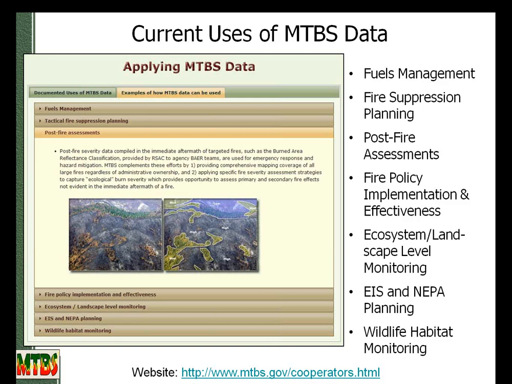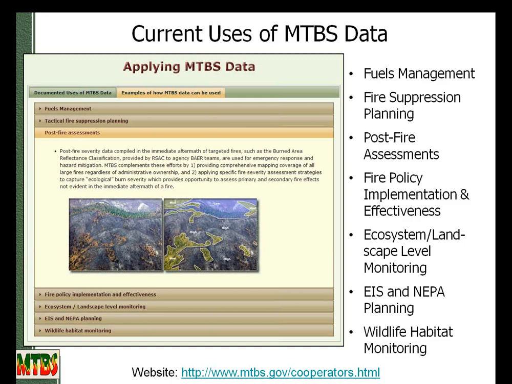And then people are using it for fire suppression planning, and that sort of goes with us with the pre-fire planning. A lot of people look at the severity data and say, hey, if this fire is going north and you have a big area of high severity north, there's no need to put in line. Let's just let that fire burn into that and it'll be done. And a lot of people are using it again for post-fire assessments, fire policy, implementation and effectiveness.